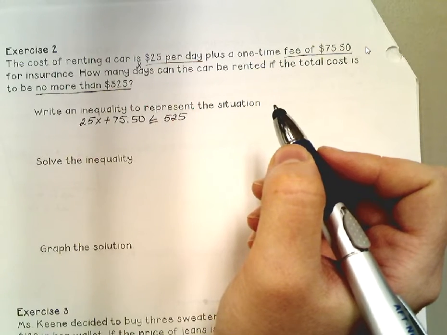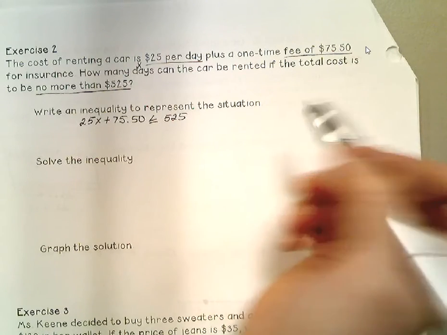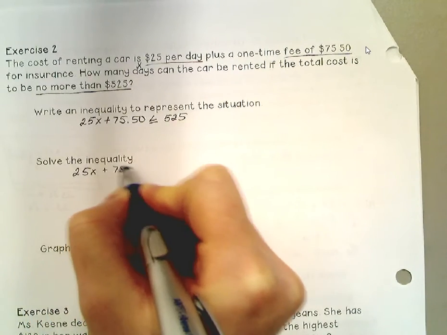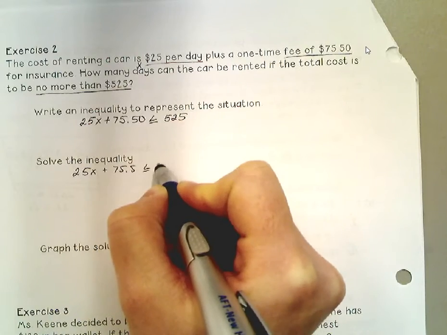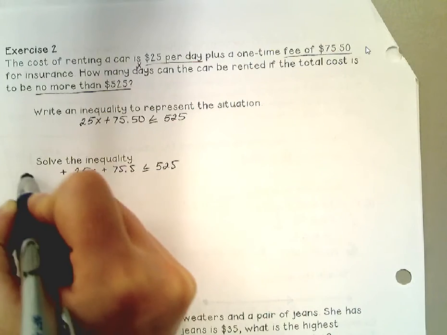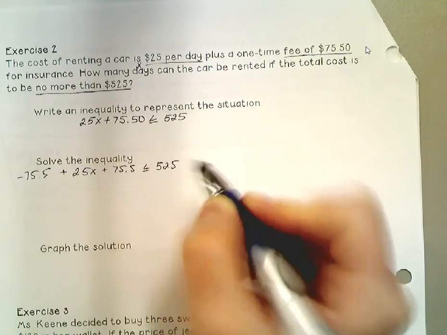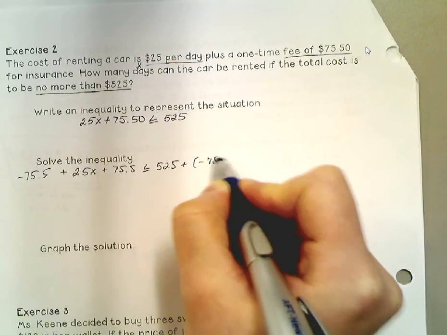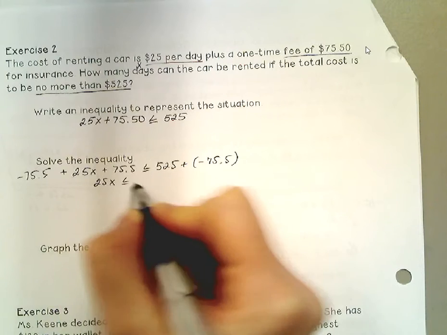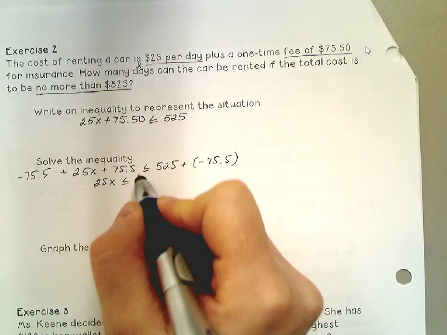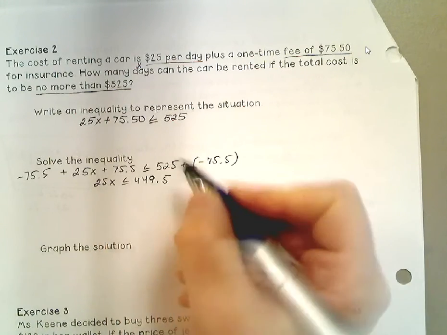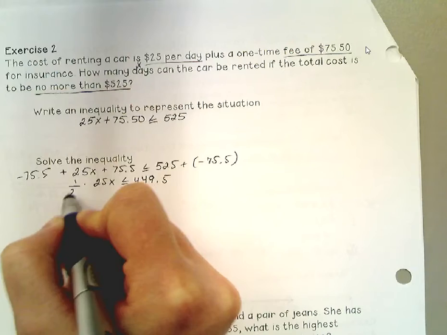Okay, so now we need to solve this inequality. I'm going to rewrite that again. 25x plus 75.50 less than or equal to 525. So I will add the opposite first: 75.50 plus negative 75.50. 25x has to be less than or equal to 449.50. And then I will multiply by the reciprocal of 25.